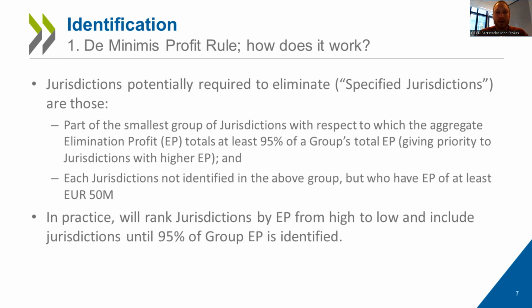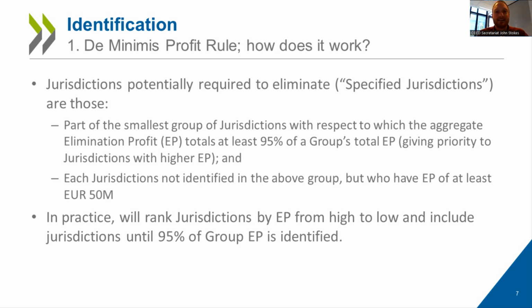Now, I'm sure that many of you, when first reading that test, are perhaps scratching your head a little bit. And part of the reason for that is that describing that rule accurately is kind of tricky. But actually, when you think about how the rule applies in practice, it's relatively straightforward. So in practice, a group will be required to rank jurisdictions by elimination profit from high to low. So number one, the jurisdiction with the highest elimination profit. How much is that elimination profit? It might be 100. Second highest jurisdiction is 80, and so on and so on.